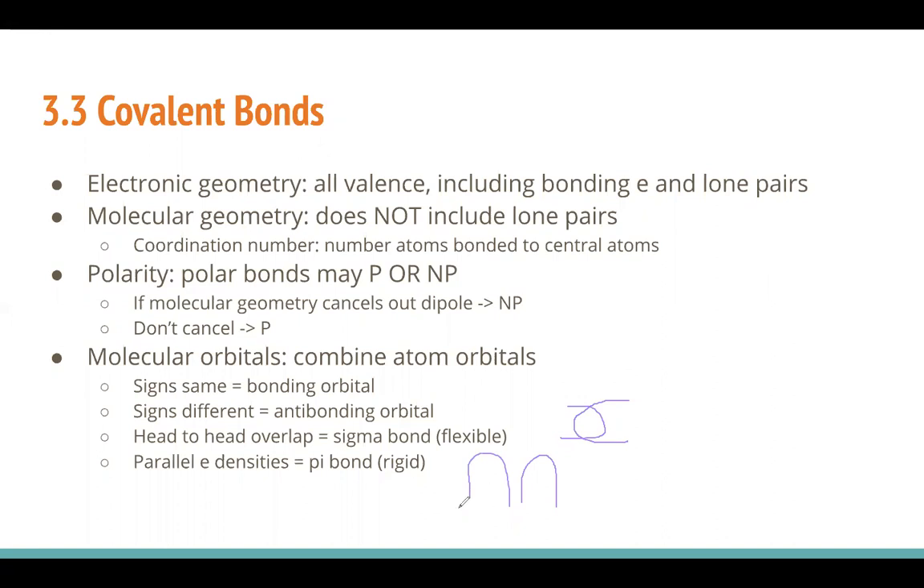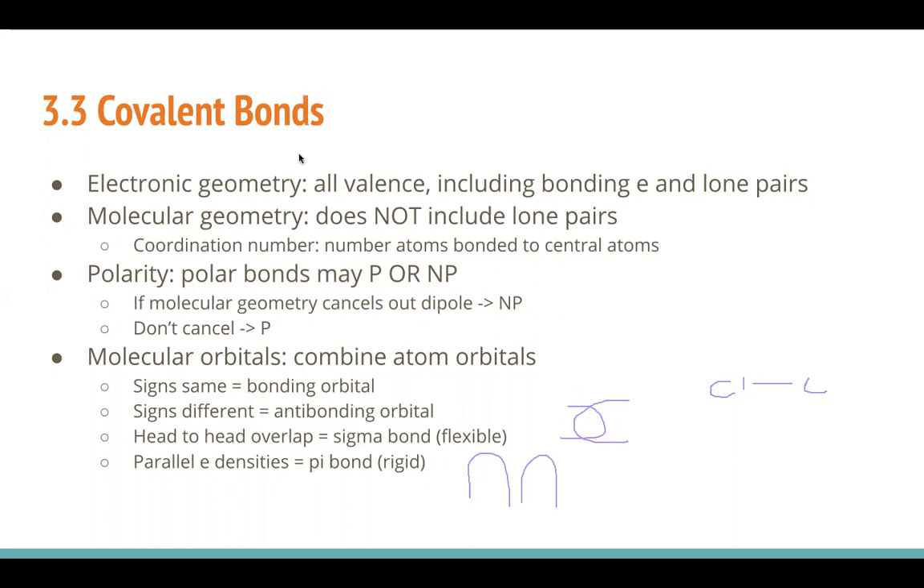What else is important is that sigma bonds are flexible. Sigma bonds are single bonds. So for example, if I did this, basically they can turn. They're really flexible, they can bend or change shape. I'm having a really hard time drawing, but whatever.